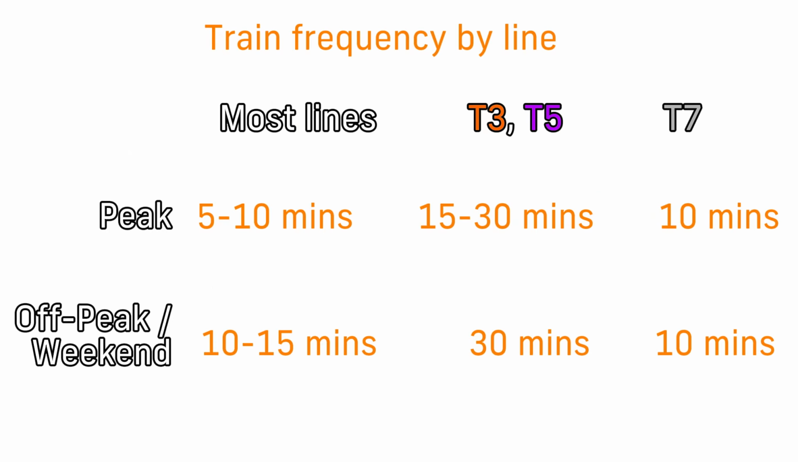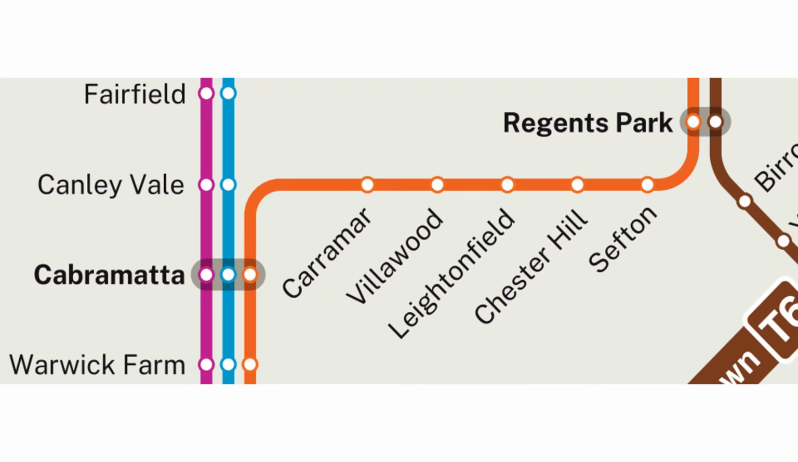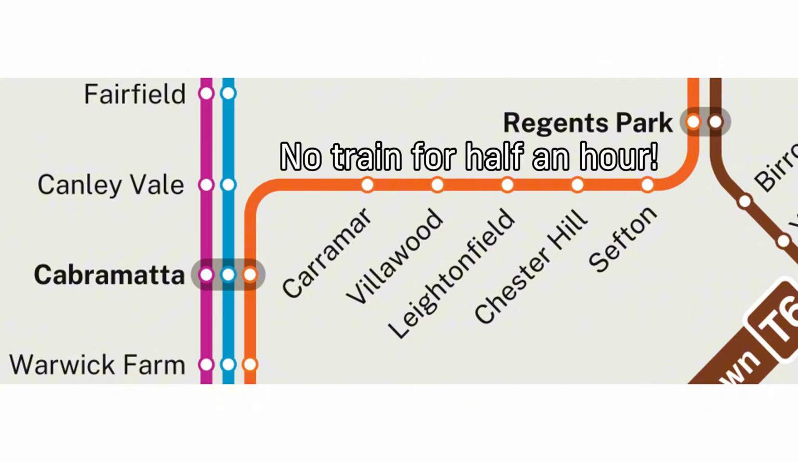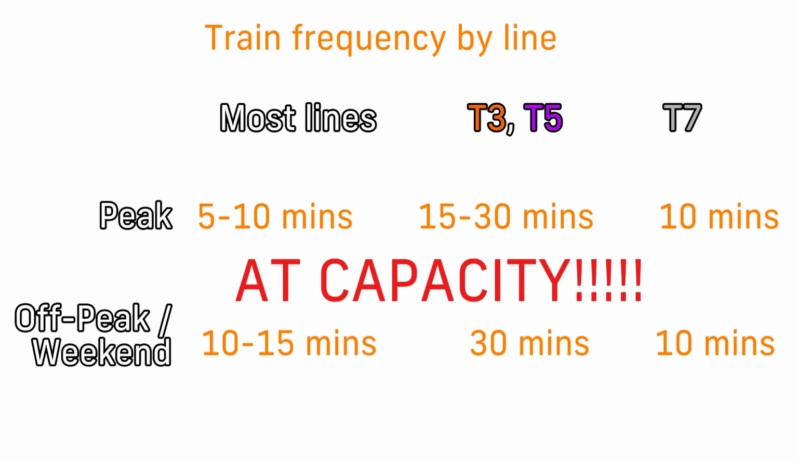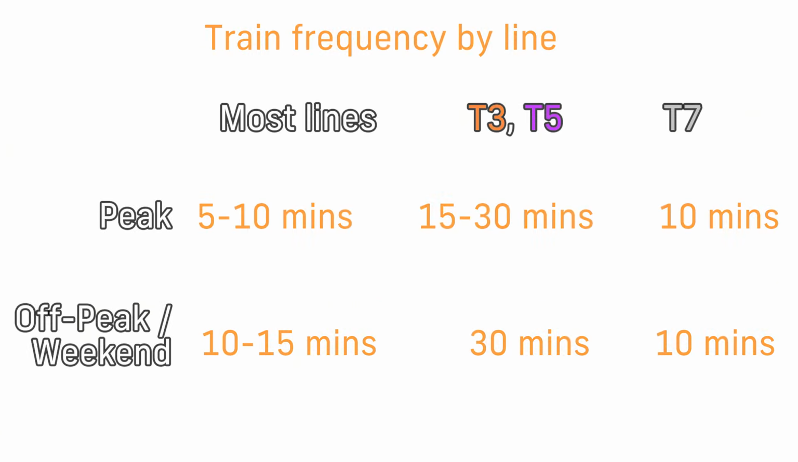If we take a look here, we can see that most of Sydney's train lines run every 5 to 10 minutes on peak, but the T3 and T5 still operate every 15 to 30. Also, the off-peak frequency for most lines is up to 15 minutes, and the off-peak frequency for the T3 and the T5 is every half an hour. This means that these poor stations get a train every half an hour. Come on. That's outrageous. Also, most of the other lines can still be congested at times both during peak and off-peak. Our train frequency must be improved.